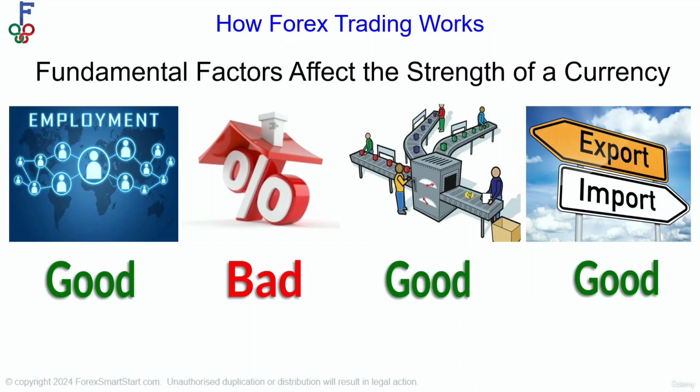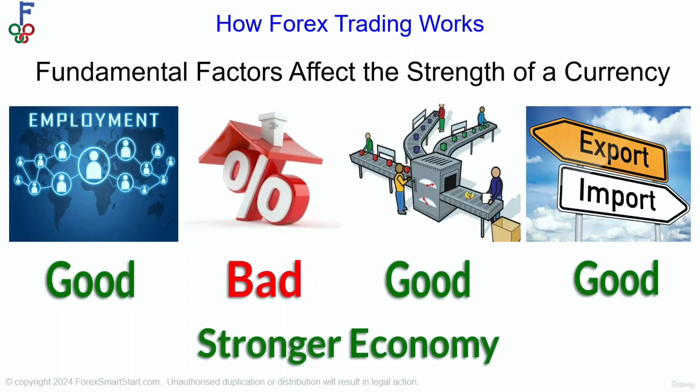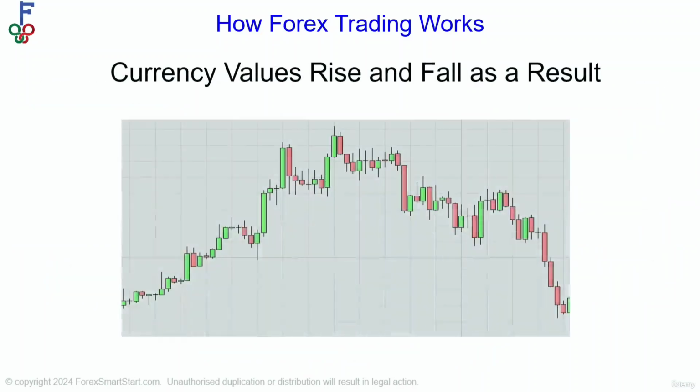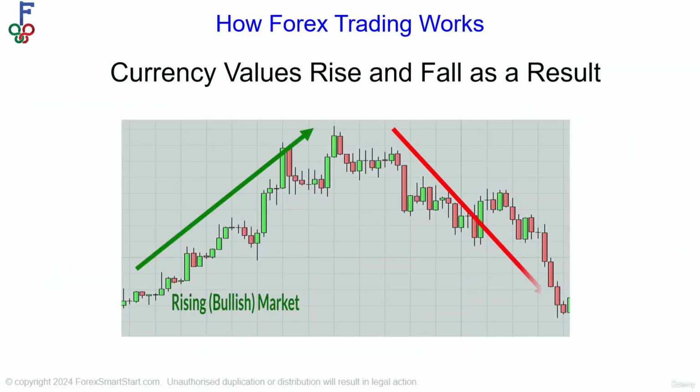In looking at all these fundamental factors, fundamental traders working for banks and financial institutions decide whether the value of the currency is right at the current level, or whether it should go up, or whether it should go down. In this case, because there's three good factors affecting the value of the base currency, that means a stronger economy. If that's a base currency, then the value of the currency should rise. If it's the counter currency or the quote currency that has stronger economic conditions, then the value of the base currency will fall. Currency values rise and fall as a result. This is a rising market or a bullish market, or a falling market, which is a bearish market.